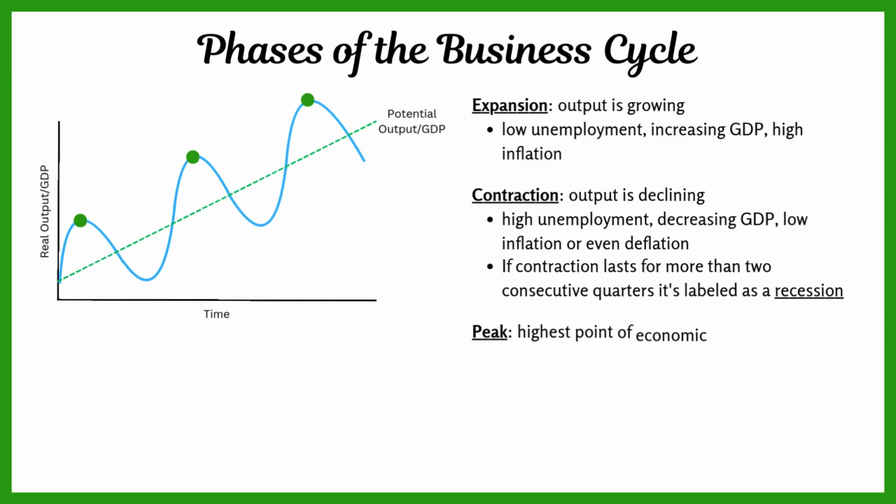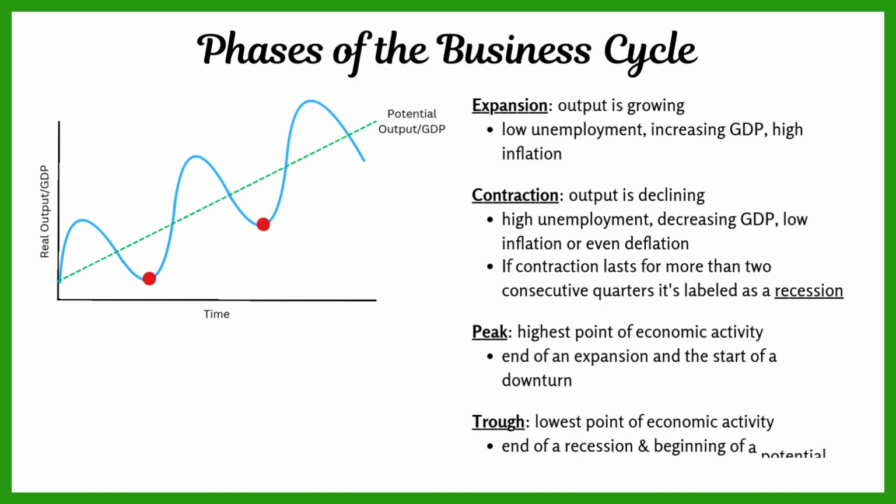A peak marks the highest point of economic activity and signifies the end of an expansion and the start of a downturn. Finally, a trough represents the lowest point of economic activity, marking the end of a recession and the beginning of a potential recovery or expansion.